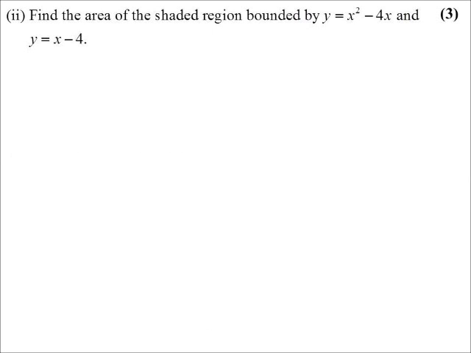Now go and find that shaded area. Okay, well, the line is on top. So it'll be x minus 4 minus the parabola, x squared minus 4x, and we're going from 1 to 4. Now, something interesting will happen here when you see the answer.